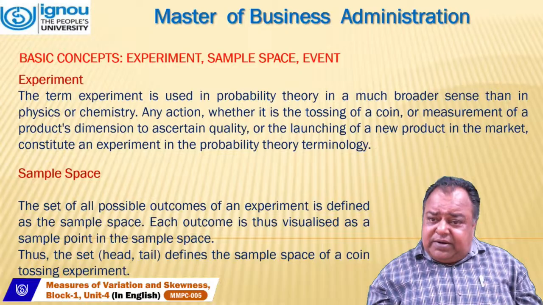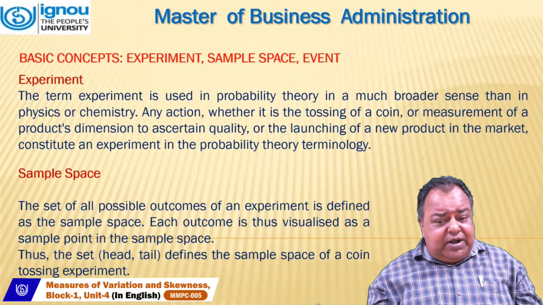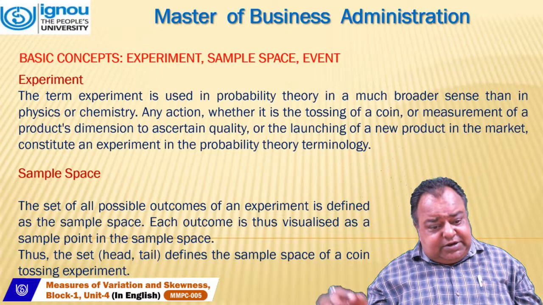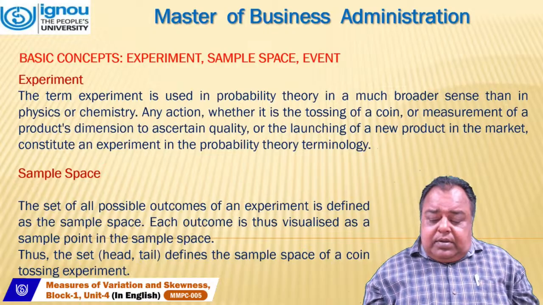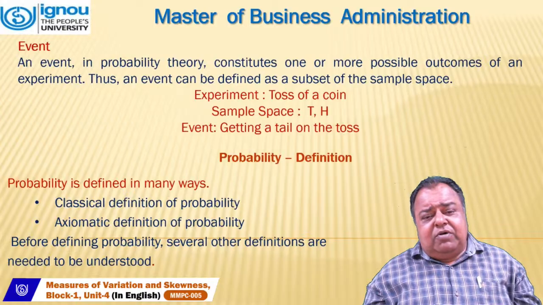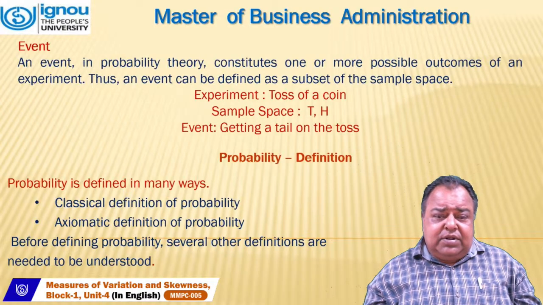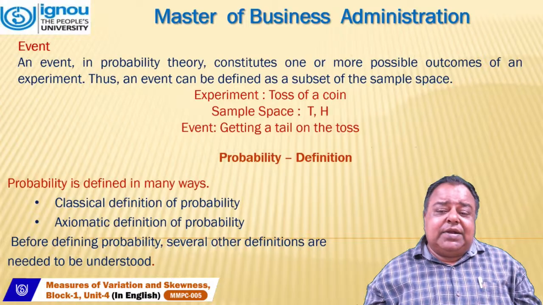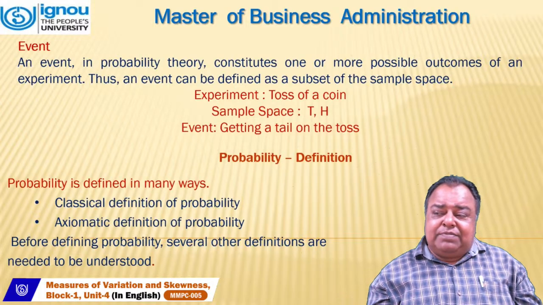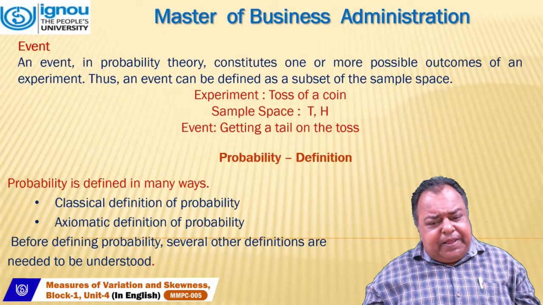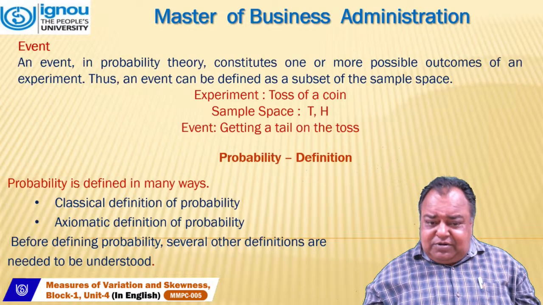Taking the example of a coin toss, there are two outcomes, either a head or a tail. That means the sample space will be {T, H}. Then comes event. An event in probability theory constitutes one or more possible outcomes of an experiment. Thus, an event can be defined as a subset of the sample space. The experiment is the toss of a coin, the sample space is T or H, and the event is getting a tail or a head.